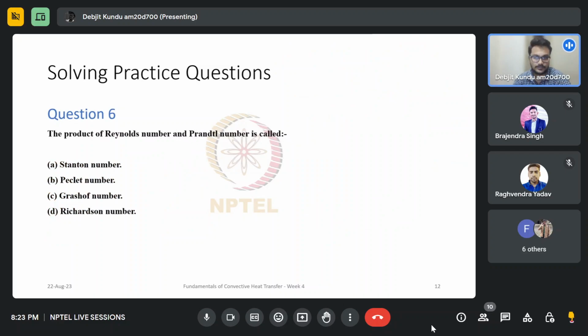We'll move on to question number 6. This is a very simple question. What is the product of Reynolds number and Prandtl number called? Is it option A Stanton number, option B Peclet number, option C Grashof number, or option D Richardson number? This is the simplest question we have done so far in today's session. So what would it be? The product of Reynolds number and Prandtl number?